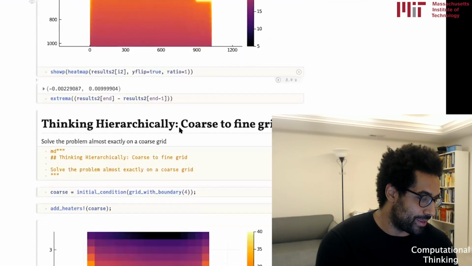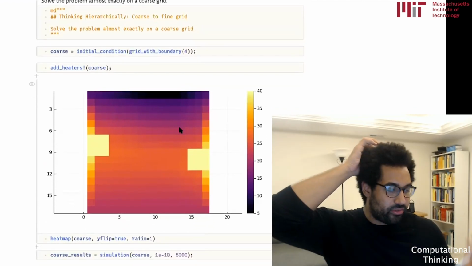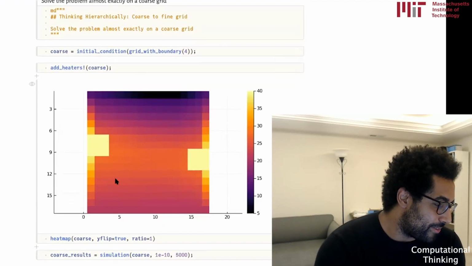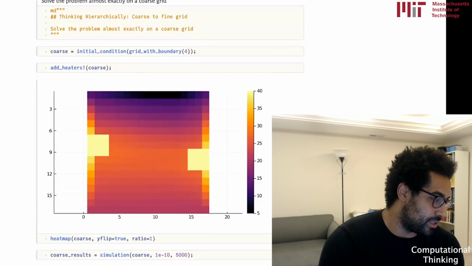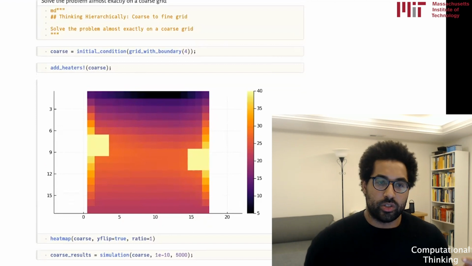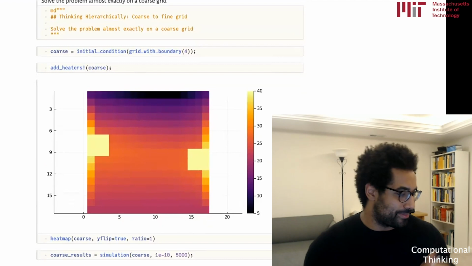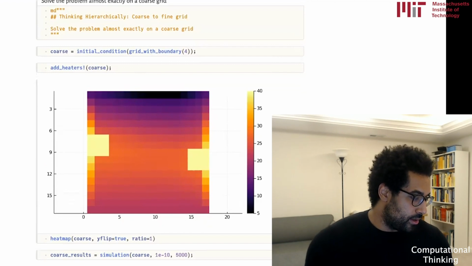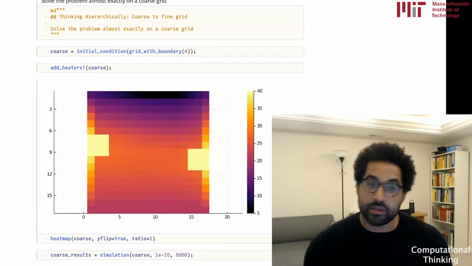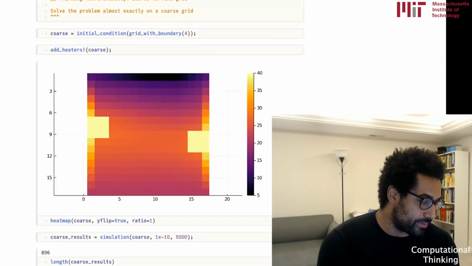Okay, so what we're going to do is look and try to approximately solve a problem on a coarse grid. What I'm defining here is very, very coarse. This is a 16 by 16 square grid, with rows of 16 squares and columns of 16 squares. So this is very coarse. We have our initial condition.